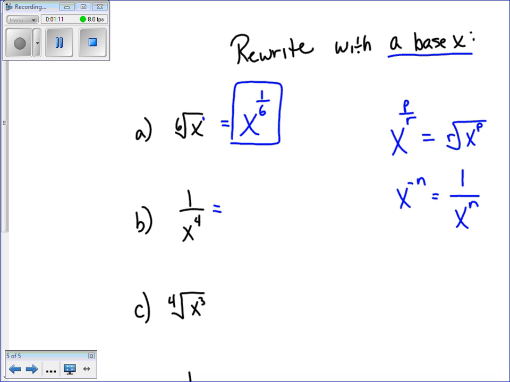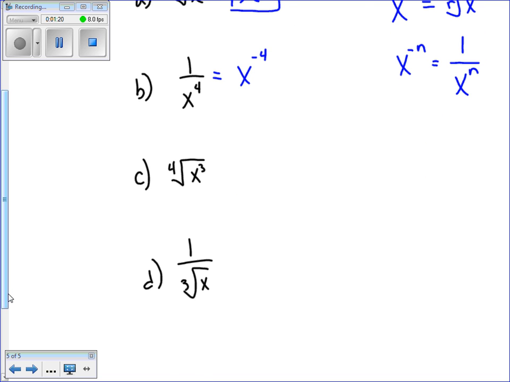And this problem is going off that other idea. If I have 1 over x to the 4, I can write that as x to the negative 4. In the next problem, I have two things going on. I have x to the third, but I also have the fourth root, so I'm going to put that over 4.